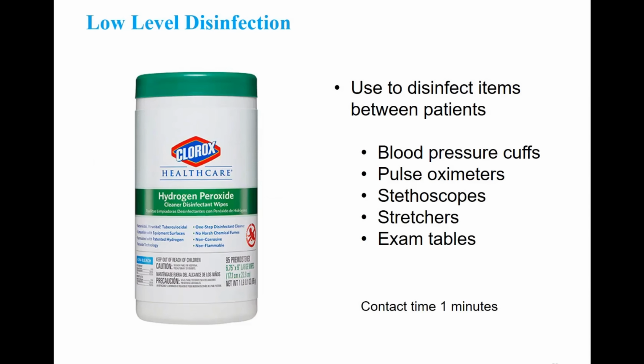Now we will review some of the products we have in our facility to disinfect reusable items in between patients. For low-level disinfection, we have a product known as hydrogen peroxide that is used to disinfect reusable items between patients, including blood pressure cuffs, pulse oximeters, stethoscopes, stretchers, and exam tables. These are all items that you will see during your volunteer rounds. The contact time, or wet time, or the time it takes for this product to work is 1 minute.